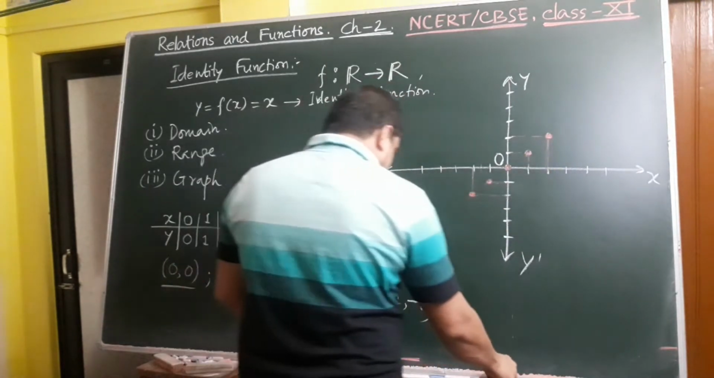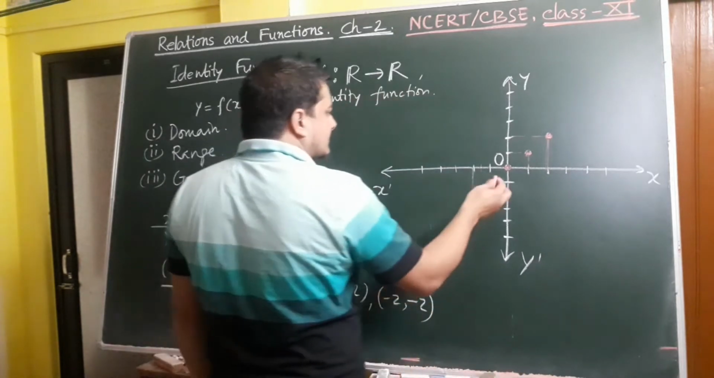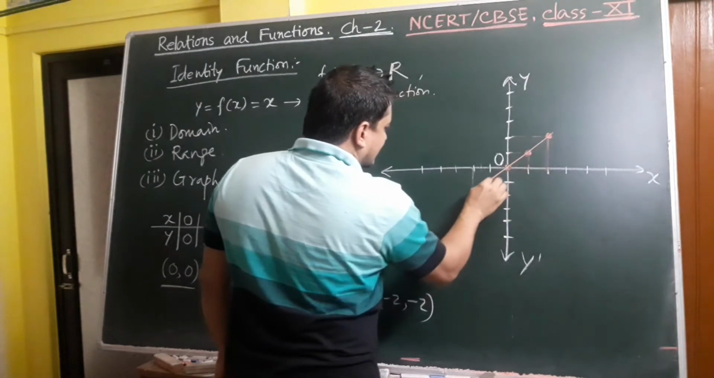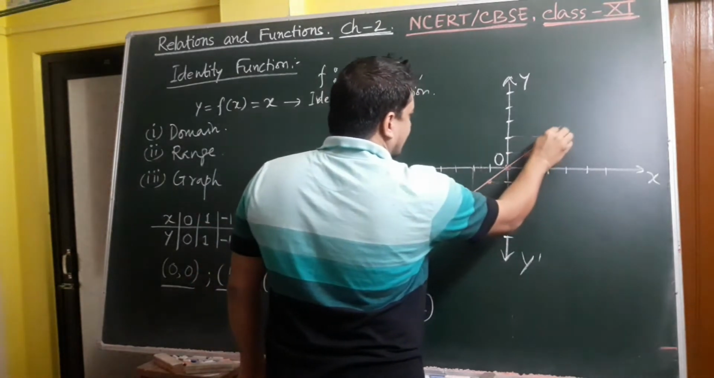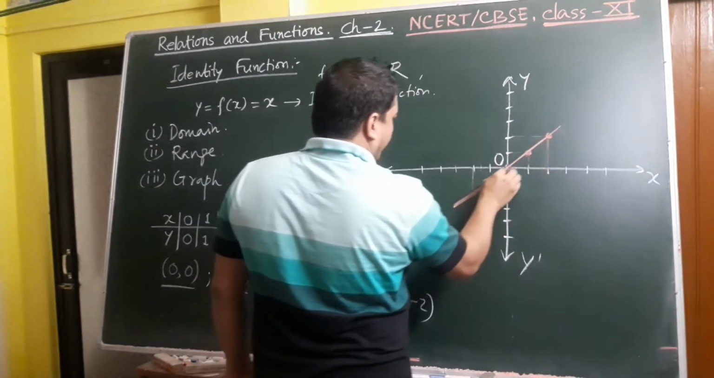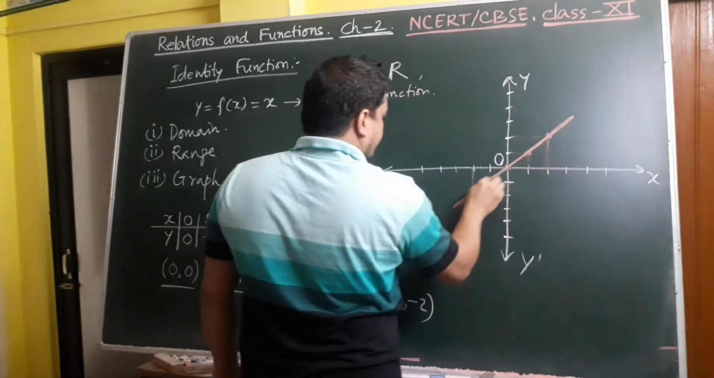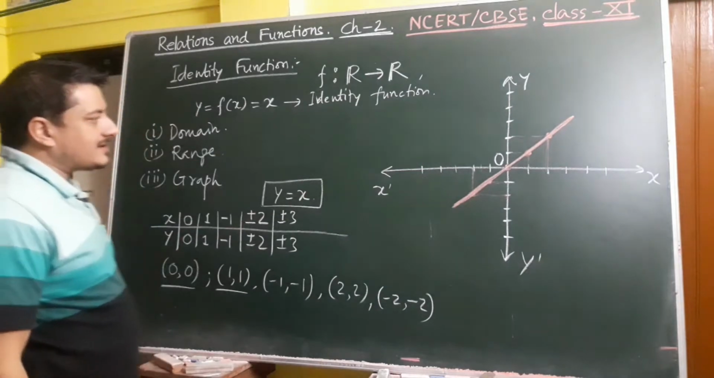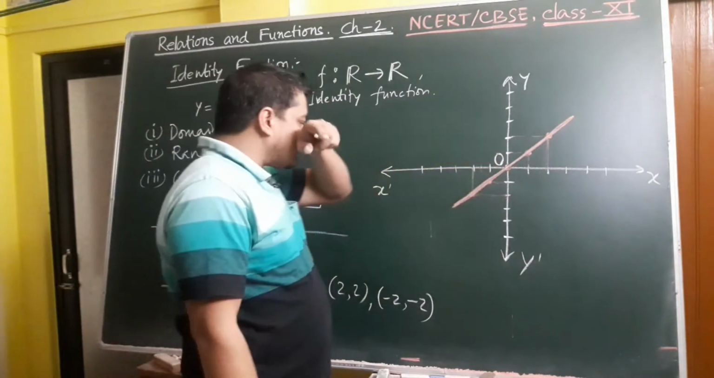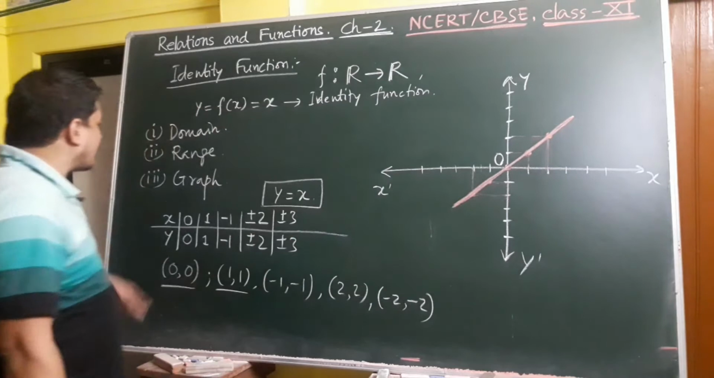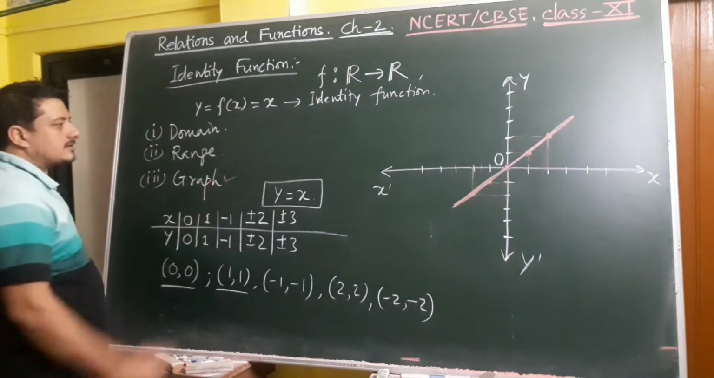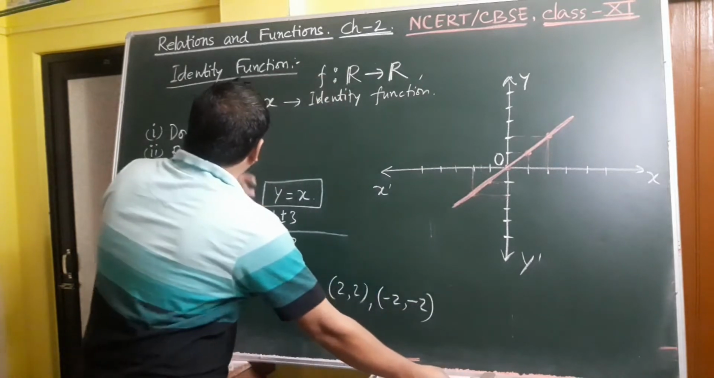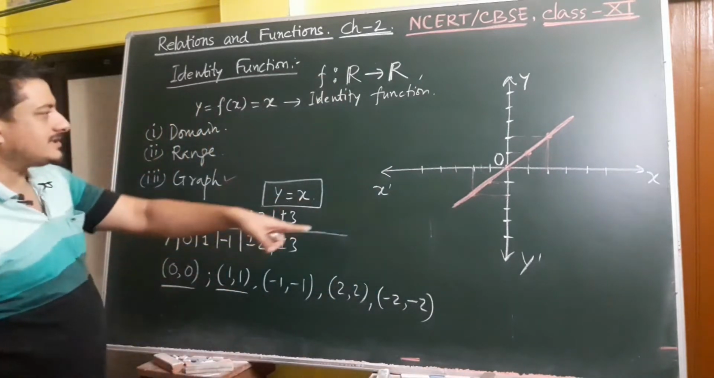Now I'll just connect all these points. If I connect these points like this, I get a straight line basically. So this is the straight line. You can see the straight line is passing through the origin. Okay, so this is nothing but the graph of this function, the graph of the function y is equals to x. Okay, this is the graph.